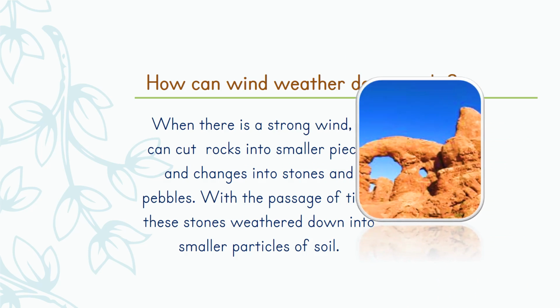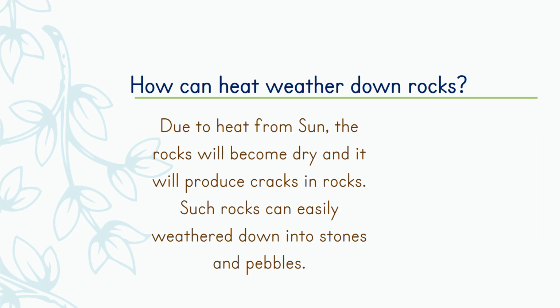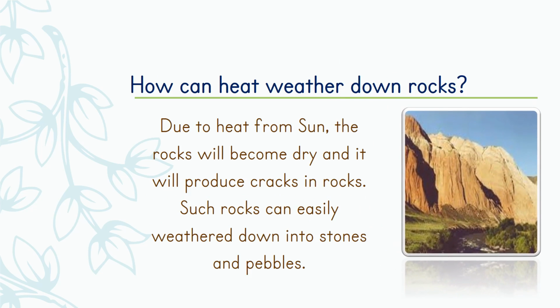How can wind weather down rocks? When there is a strong wind, it can cut rocks into smaller pieces and change them into stones and pebbles. With the passage of time, these stones weather down into smaller particles of soil. How can heat weather down rocks? Due to heat from the sun, the rocks will become dry and it will produce cracks in the rocks. Such rocks can easily weather down into stones and pebbles.